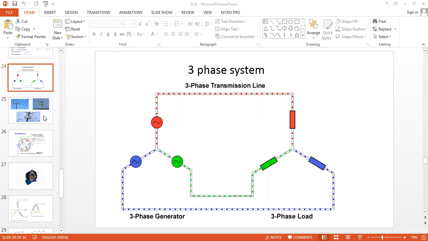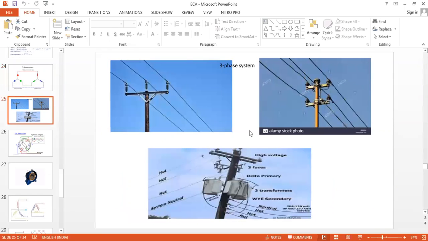Now from where do we have to pick up the topic? Our topic is the relation between line and phase voltage for star and delta connection. Sir, show me the star connection practically. Yes, you are into the poles.